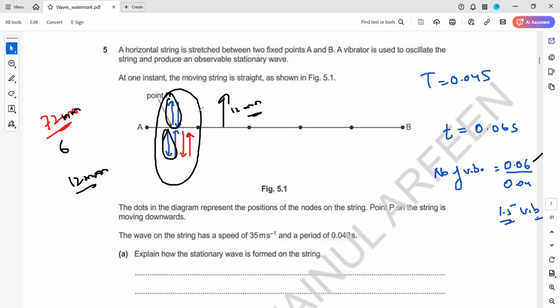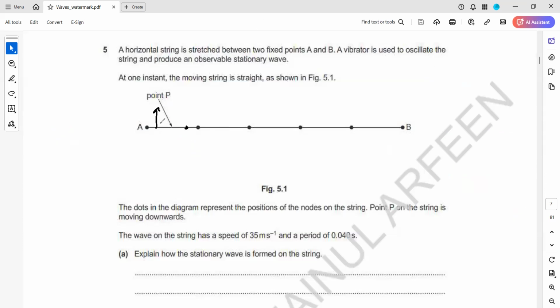Amplitude is the maximum displacement which the particle covers. So after 1.5 vibration, the particle will be there at the center. The particle moves up, then goes down, as they mentioned. The particle P goes down, then it comes up, then goes up, comes down. That is one oscillation. Then again it will go down and come back to the center position. The particle P at time 0.06 second is at the center position.